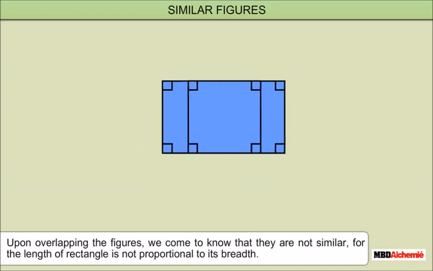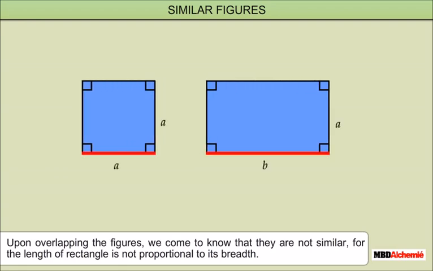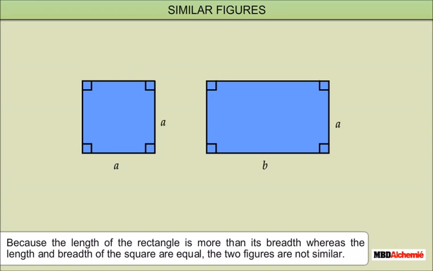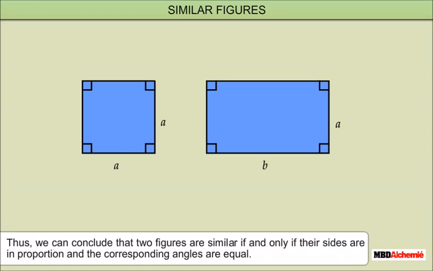Upon overlapping the figures, we come to know that they are not similar, for the length of the rectangle is not proportional to the length of the square, because the length of the rectangle is more than its breadth, whereas the length and breadth of the square are equal. The two figures are not similar. Thus we can conclude that two figures are similar if and only if their sides are in proportion and the corresponding angles are equal.